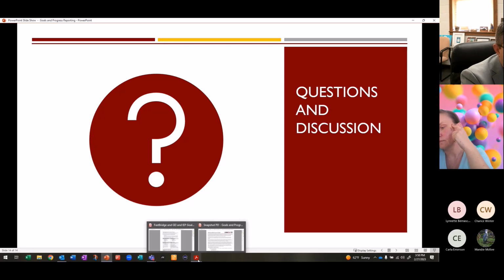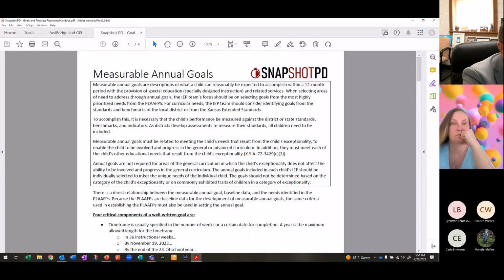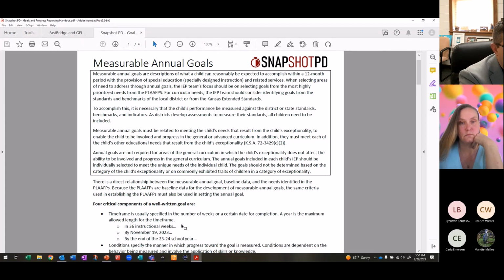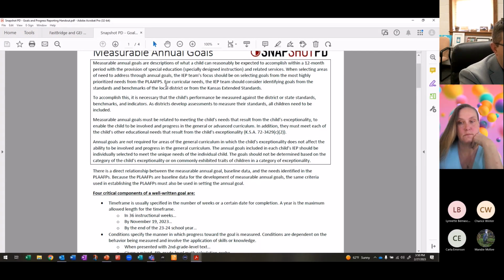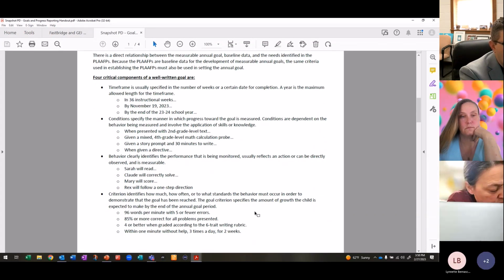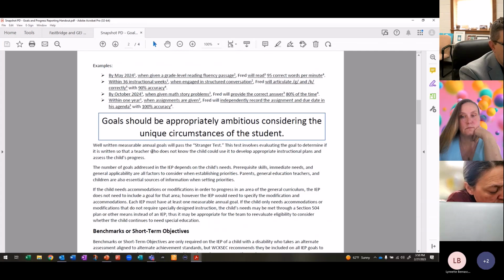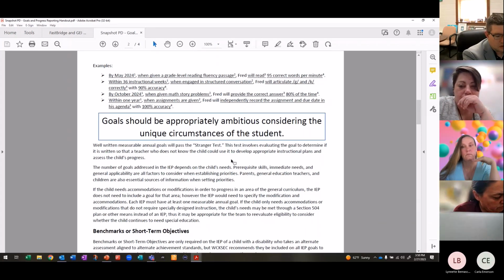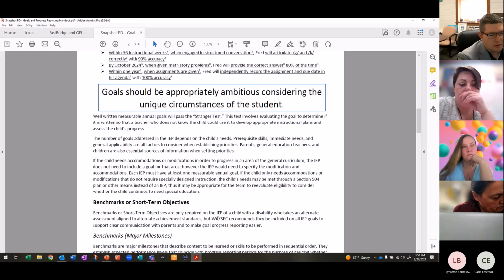So I'll send this to you all as well. There are 2 documents that I've created to support this training. One is this measurable annual goals document. It goes along with this. It includes the different criteria, different examples, the legal requirements of the goals that we talked about, the 4 critical components of a well-written, measurable goal, the examples, of course, the appropriately ambitious goals and the stranger test that I didn't really touch on here.